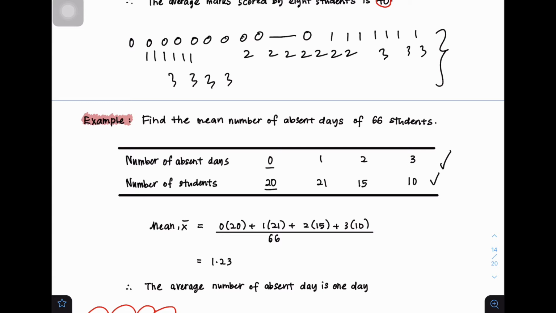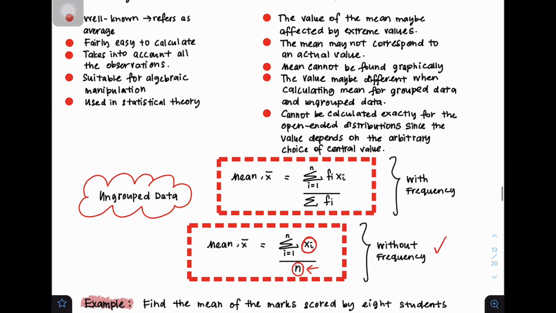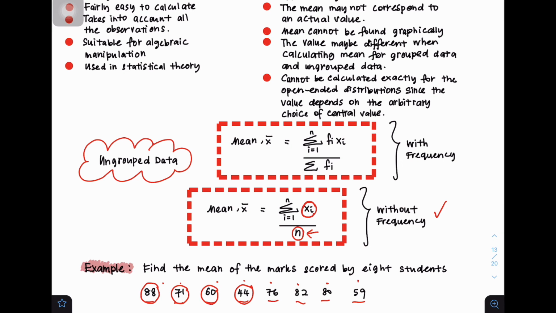Tapi because kita tengok kekerapan nombor yang sama ni banyak, so kita gantikan ni menjadi table of frequency. Okay, so kosong frekuensi ni 20. Satu, kita punya frekuensi ada 21. Dua, frekuensi kita 15. Okay, so macam mana kita nak cari the mean purata untuk ungroup data yang ada frekuensi ni? Okay, so saya ambil balik formula ni. Ini adalah formula dia.